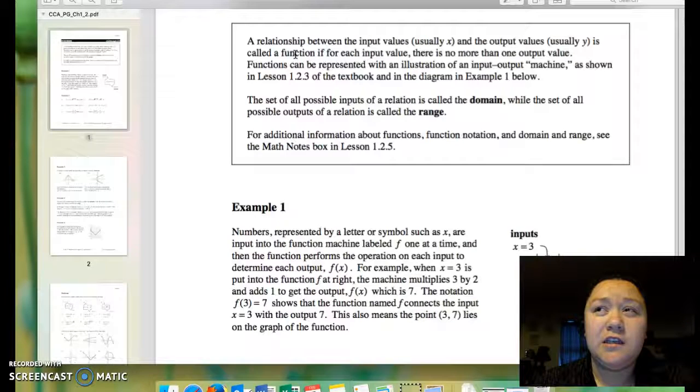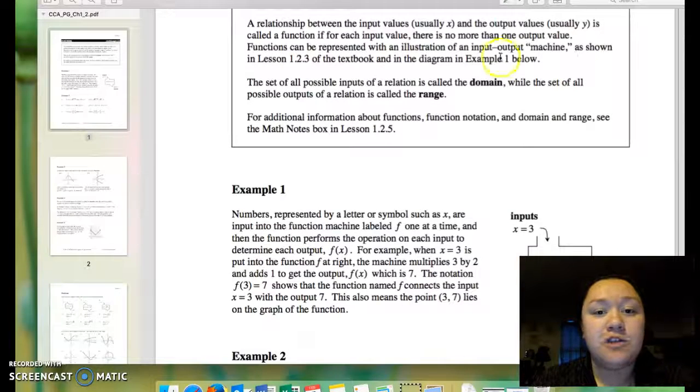So I could put dirty clothes into a washing machine and get out clean clothes. So the dirty clothes would be my inputs or my x's, and the clean clothes would be my outputs or my y's. And in this case, the washing machine would actually be my function. Okay, so it says it's a function if for each input value there is no more than one output value. So that means if I put one dirty shirt in, I'm only going to get one clean shirt out, not more.